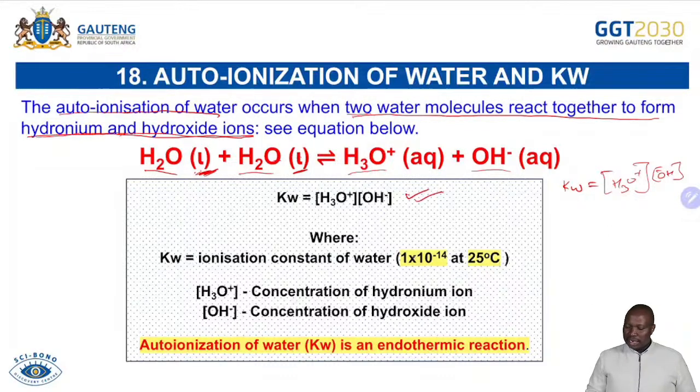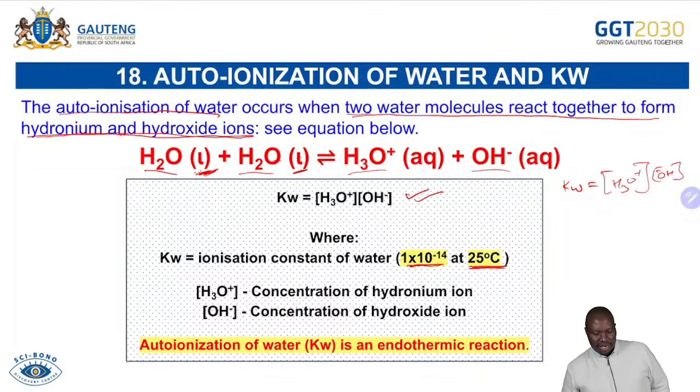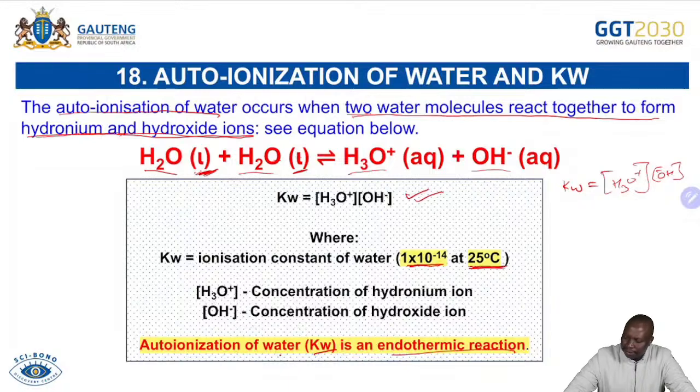And we're saying that Kw is equal to 1 times 10 to the power of minus 14 at 298 kelvins or 25 degrees Celsius. And you see there, H3O plus stands for the concentration of hydronium ion, and OH minus stands for the concentration of hydroxide ion. And we're saying this auto-ionization of water, Kw, is an endothermic reaction. So please always remember that.